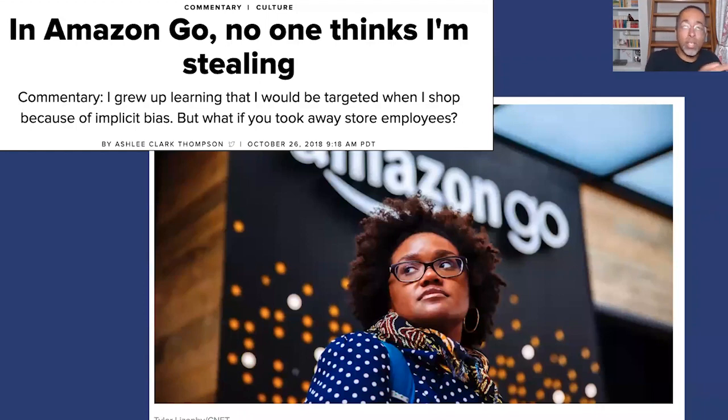Now, this can go in the opposite direction, right? Amazon Go is a store where you walk in, you take what you want, and you leave. And Amazon will automatically deduct whatever you took from your account. This had a really curious effect for Ashley Clark Thompson, who wrote an article for CNET called "In Amazon Go, No One Thinks I'm Stealing." And what she's referring to here is a phenomenon known as shopping while black, which manifests as this kind of hyper-aggressive customer service.